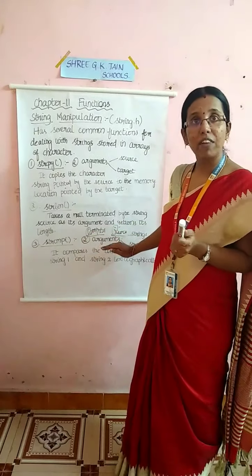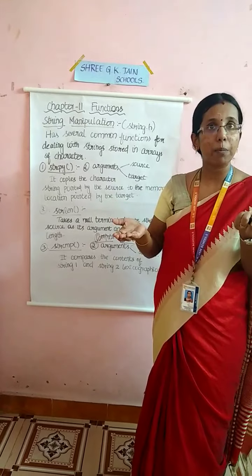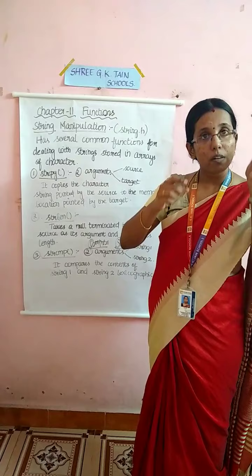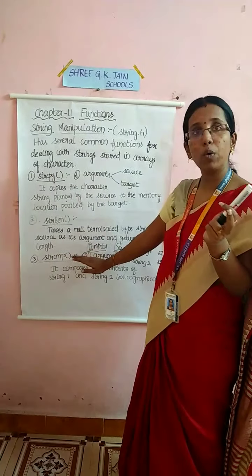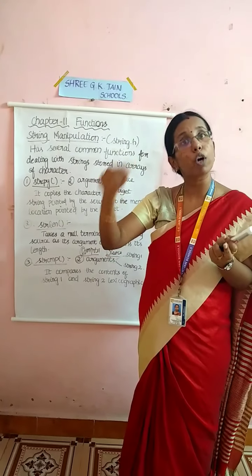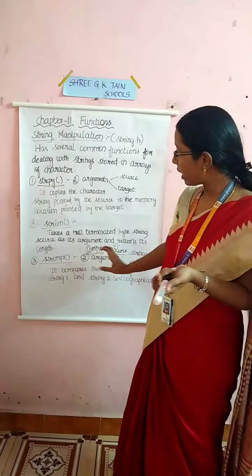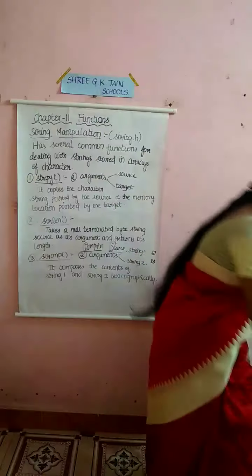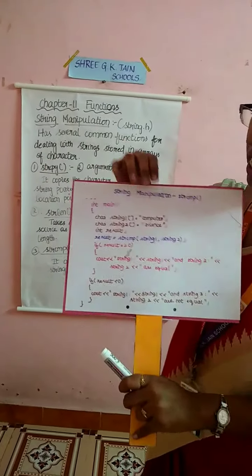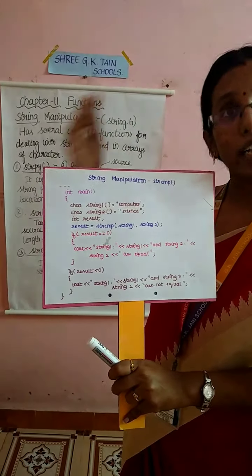So if the ASCII value of string 1 compared with string 2 is less than, the return value will be negative. And if the ASCII value of your string 1 is greater than string 2, then it will return a positive value. If it is equal, then it is said to be 0. So based on this condition, I will explain the program. Listen carefully, because this program is a little bit difficult compared to other functions.